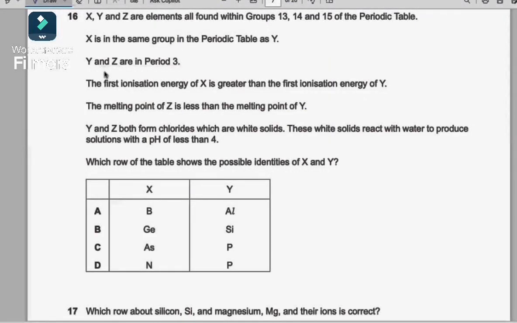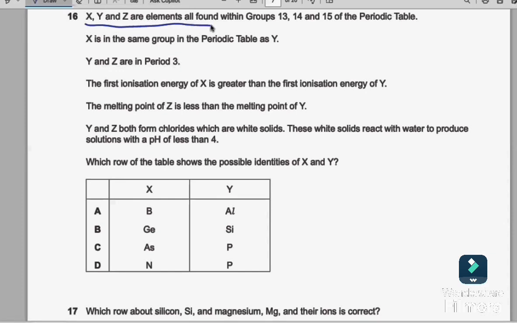Let's start solving from question number 16. X, Y, and Z are all elements found in groups 13, 14, and 15 of the periodic table. X is in the same group as Y. Okay, so X and Y, you will see them as in the same group. Y and Z are in the same period. Okay, they have the same period and they have the same group.